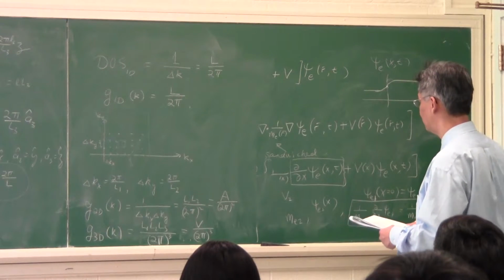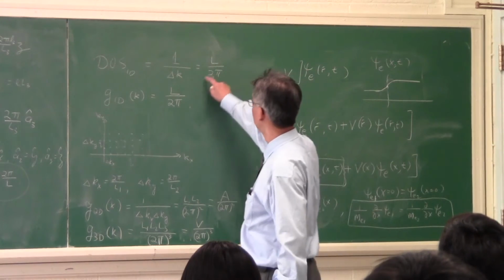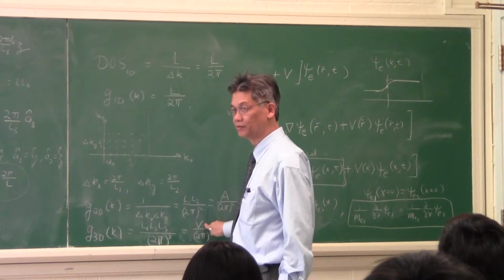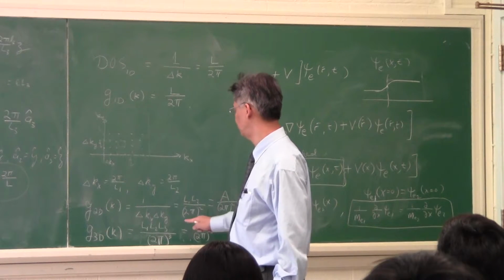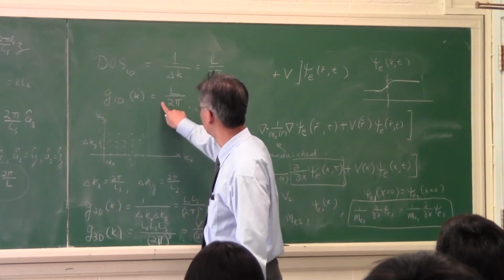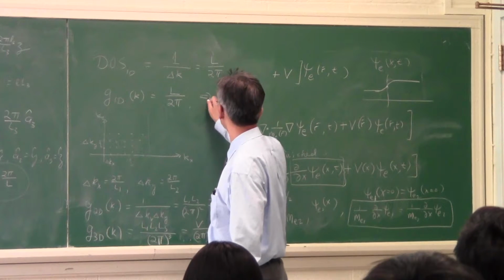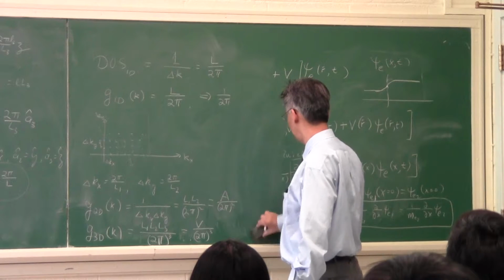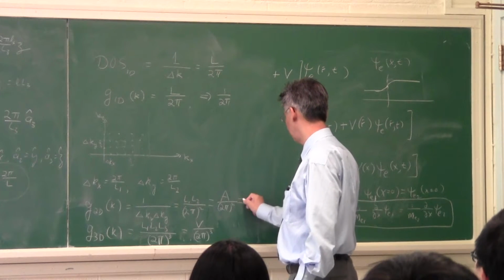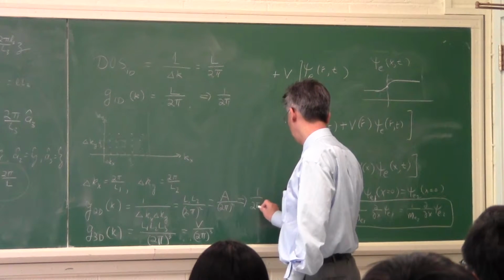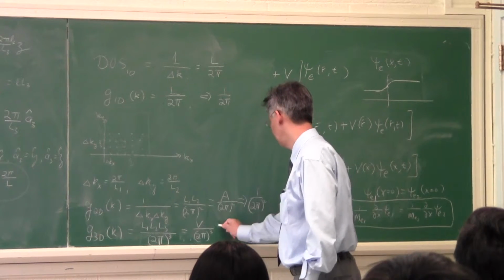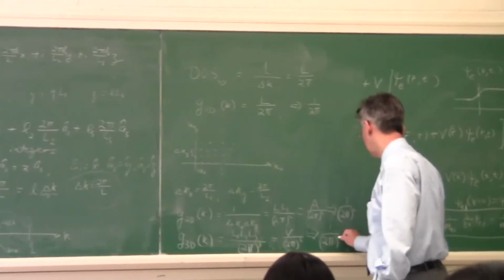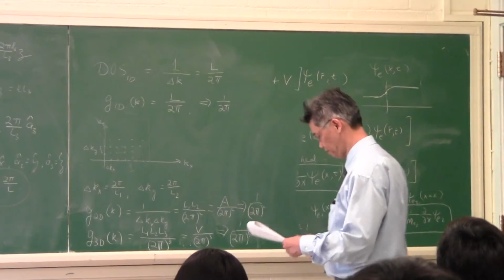Oftentimes people just divide this length, area, and volume out and say that this is the density of states per unit length. This just becomes 1 over 2 pi. It becomes the density of states per unit length of the box, this will become the density of states per unit area of the box, and this will become the density of states per unit volume of the box.